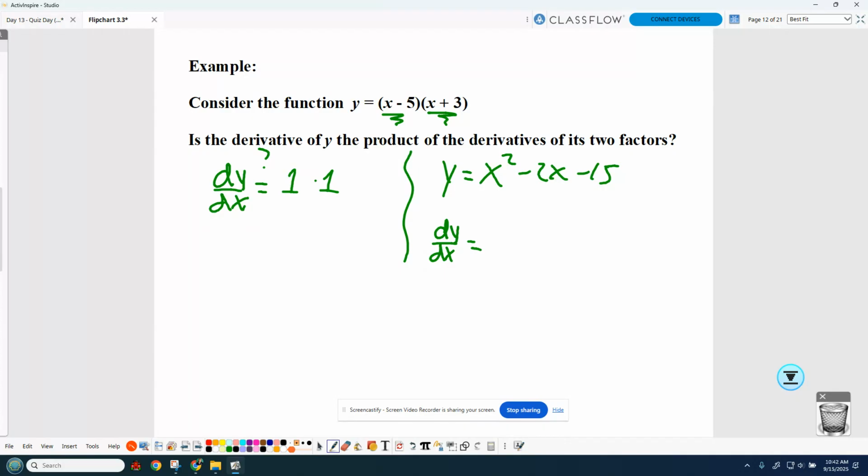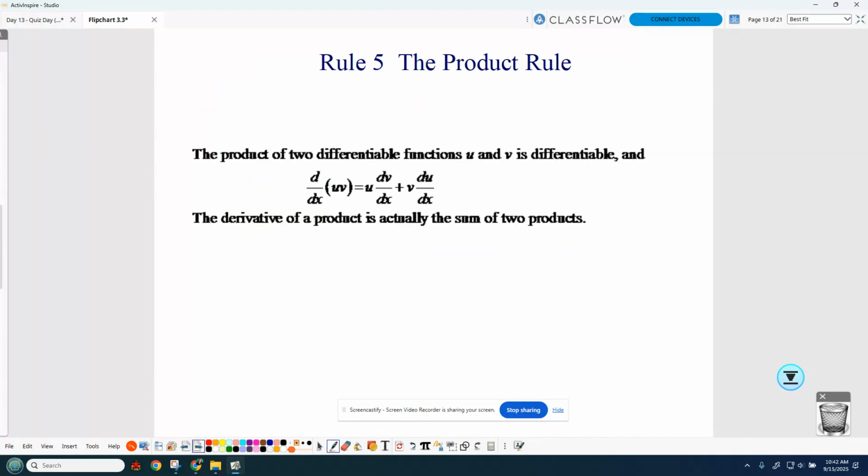2x minus 2. So you can't do the derivative of this and the derivative of that and multiply them together. It doesn't work. Okay. Well, there has to be a way. Here's the alphabet soup of this. Can you guys write it down and I'll show you with the example we just did.